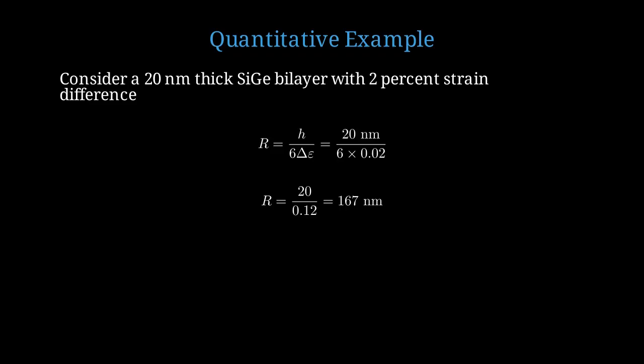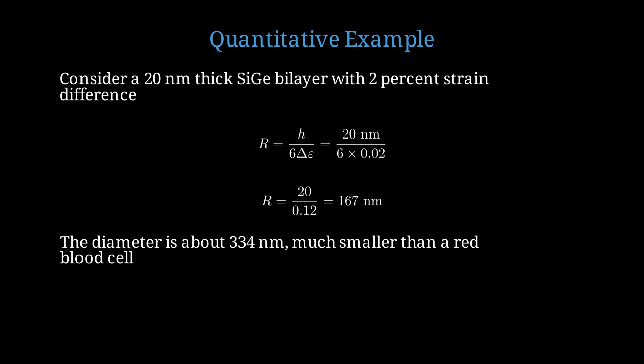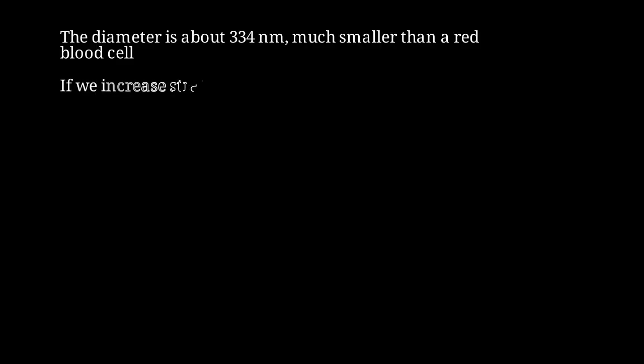So this membrane will roll up into a tube with a radius of roughly 167 nanometers. The diameter is about 334 nanometers. For comparison, a red blood cell is about 7,000 nanometers in diameter. So this tube is incredibly small. If we increase the strain difference to 4%, the radius drops to 83 nanometers: double the strain, half the radius. This linear relationship gives us precise control.